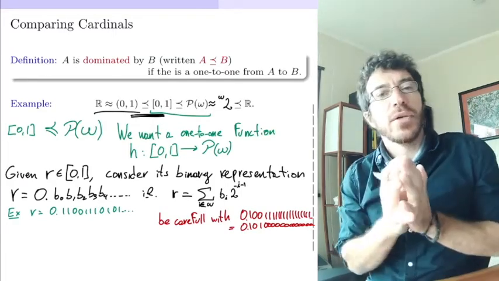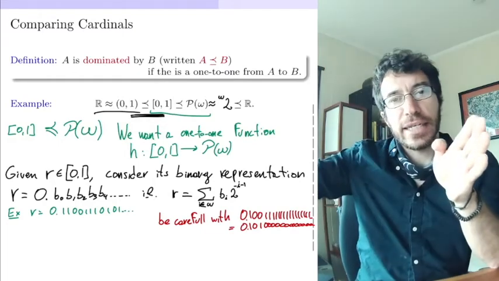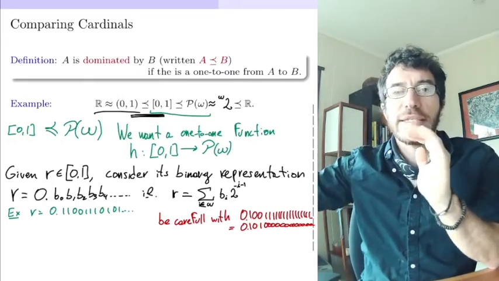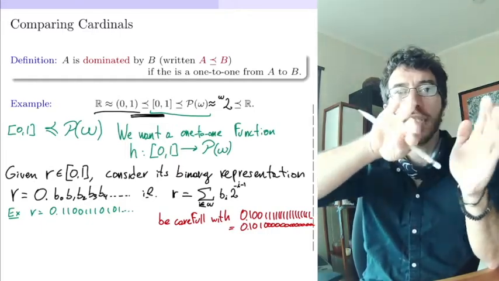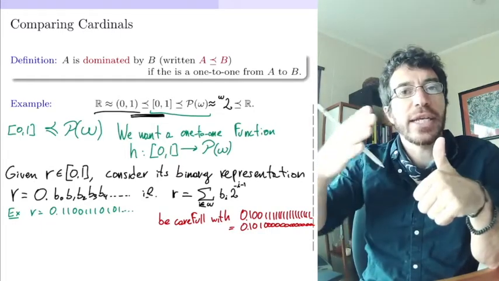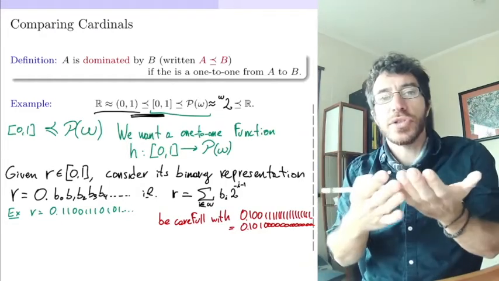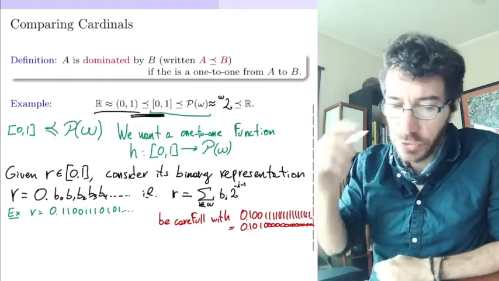The same way as with the digital expansion, when you have a number that ends with 999999999 from some point on, that is the same thing as just adding 1 to the next digit and then having all zeros, right? So the number 1 is the same as 0.999999999 forever. That's the same as the number 1. So the same happens in binary. So we have to be careful with these two.